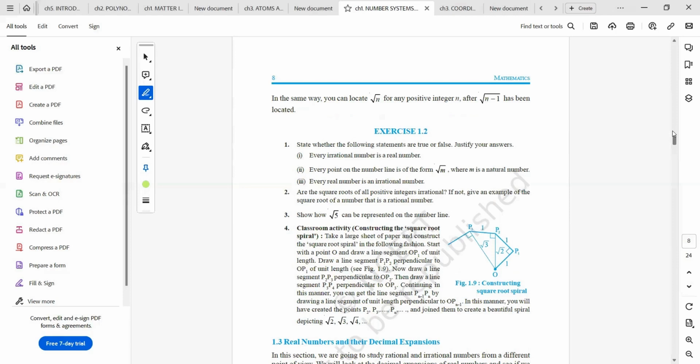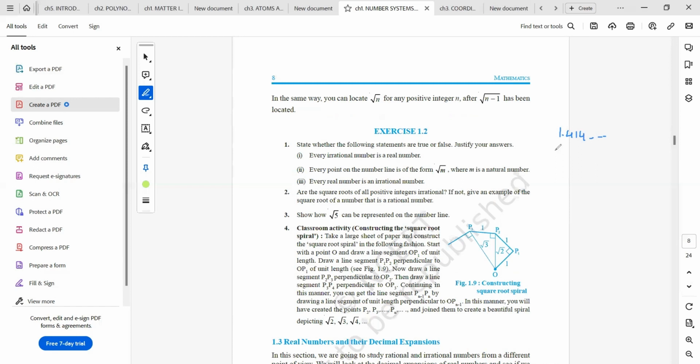Go towards exercise 1.2. What does it say? It simply says: state whether the following statements are true or false. Every irrational number is a real number. So is it true? Every irrational number is a real number, because irrational numbers are something like 1.414 and something.